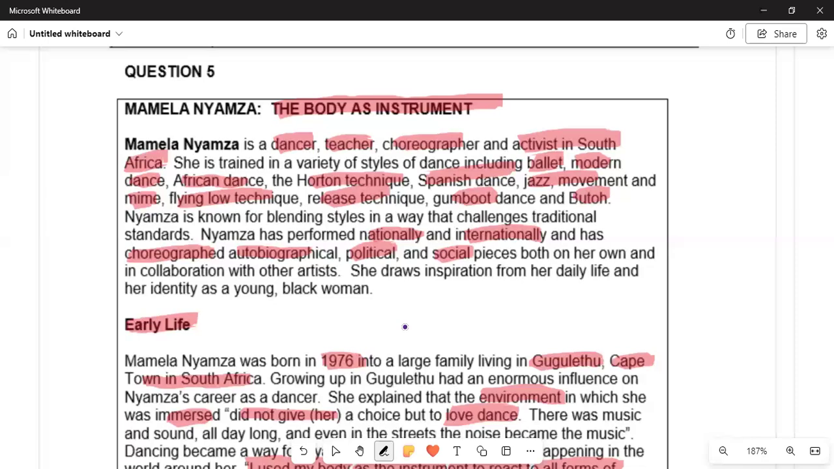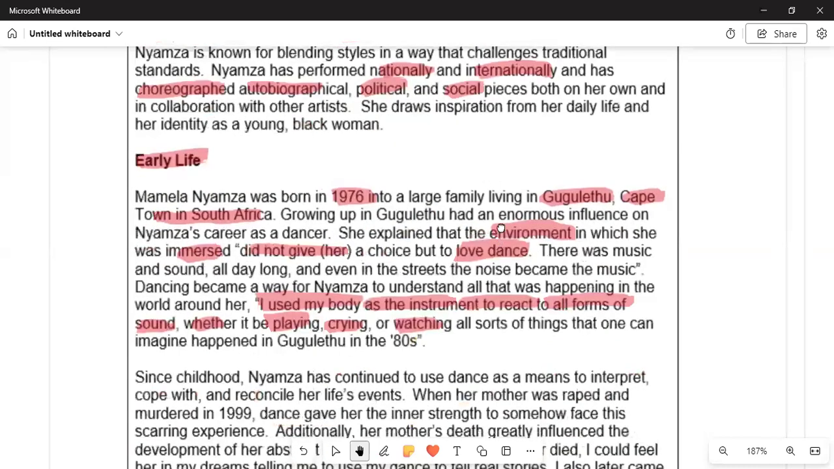Mamela Nyamza is a dancer, teacher, choreographer. She is trained in varieties of styles of dance, including ballet, modern Spanish dance, jazz movement, and mime, Fluxus technique, release technique, gumboot dance, and styles in ways that challenge the traditional standard. Nyamza has performed nationally and internationally, has choreographed autobiographical, political, and social pieces, both on her own and in collaboration with other artists. She draws inspiration from being a young Black woman. All right? So we can see that she's very learned.